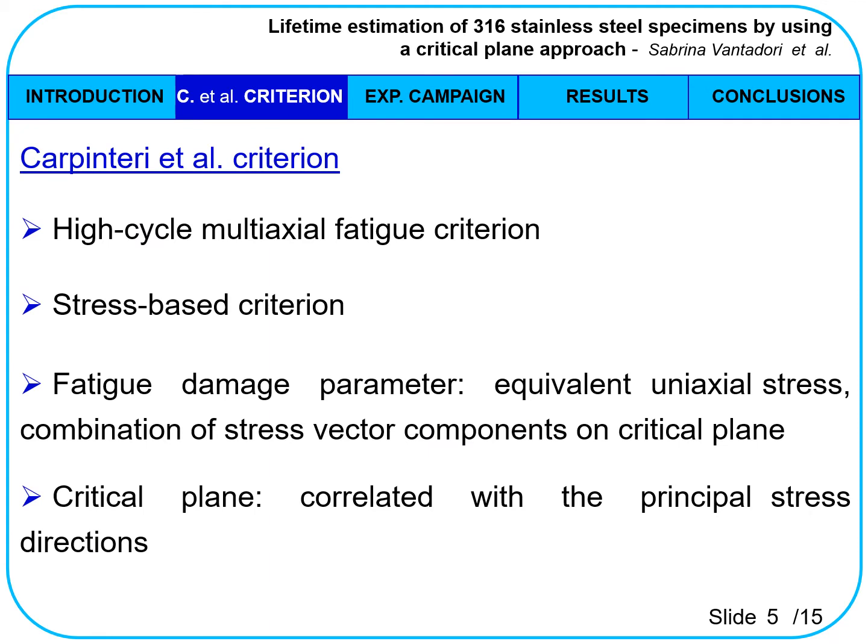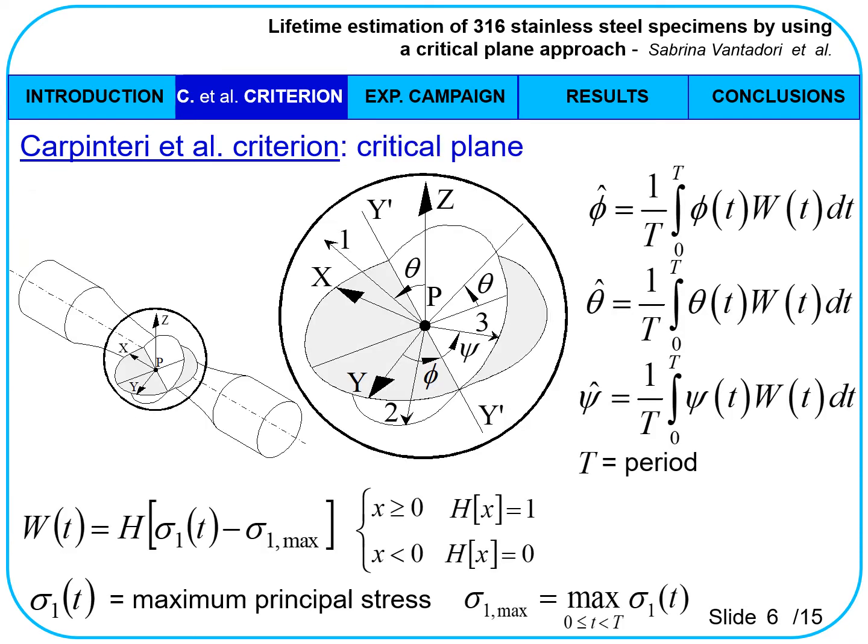The Carpinteri et al. criterion here employed is a high cycle multi-axial fatigue criterion falling in the category of the stress-based criteria. The fatigue damage parameter adopted is an equivalent uniaxial stress, defined as a combination of the stress vector components acting on the critical plane. The critical plane is assumed to be correlated with the principal stress direction. The main steps of the criterion applied to a multi-axial constant amplitude cyclic loading are hereafter described.